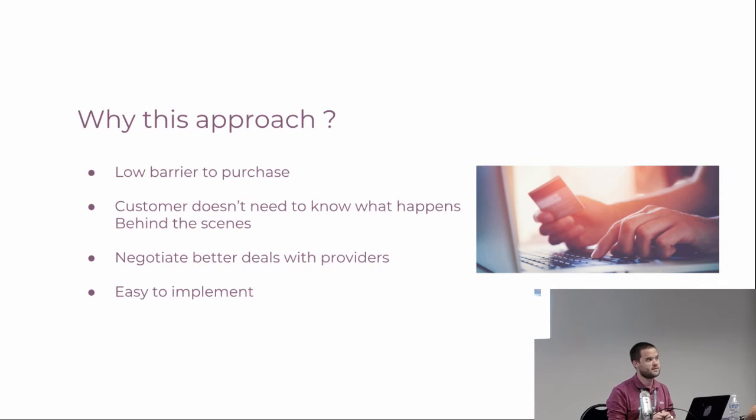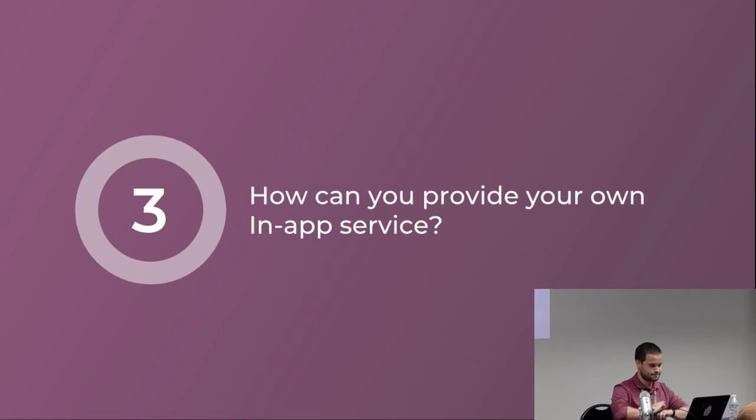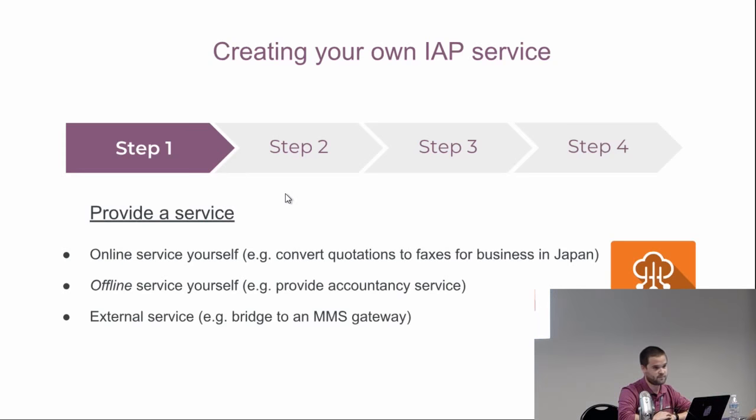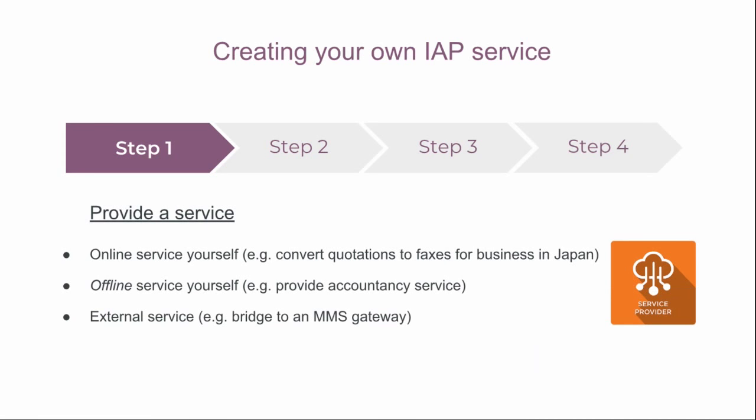And the API is super easy to implement. If you watch Anthony's talk about the lines of code you need to write to connect to the API, it was a 20 minute talk for 50. It's that easy. So how can you provide your own in-app service? There are a few easy steps. Of course, it's a simplification, but first of all, you need to provide a service. It can be a service that you're providing yourself.